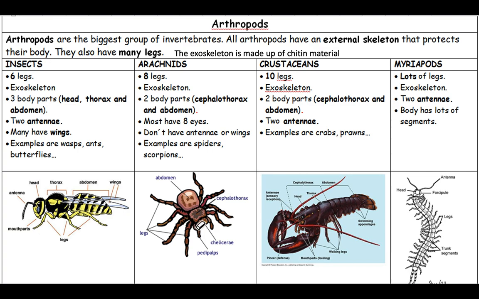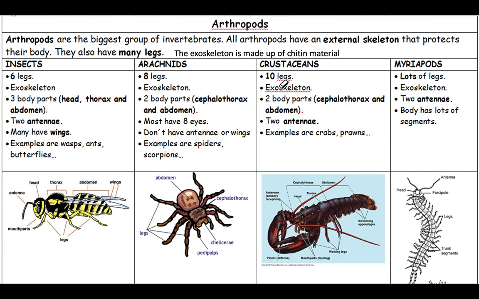When these two are connected, they form what we call the cephalothorax. Cephalothorax means the head joined with the body. They are different: here we have the thorax, and here we have the head, and then the abdomen. So this one has only the cephalothorax and then the abdomen.